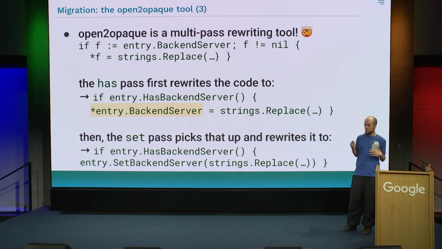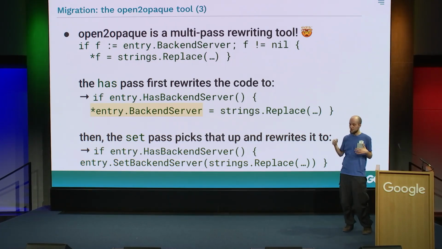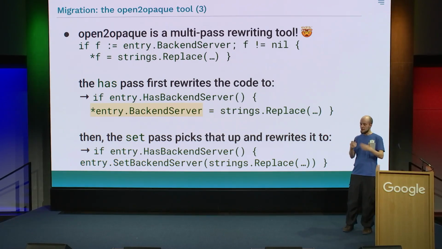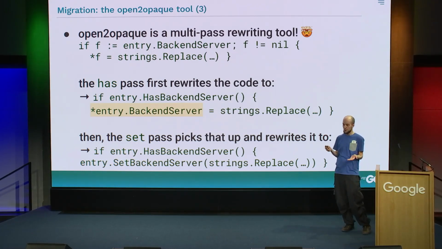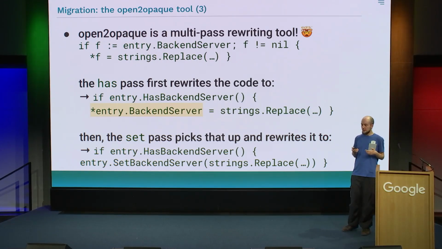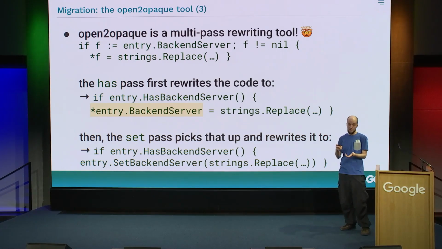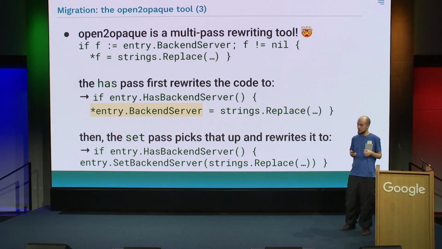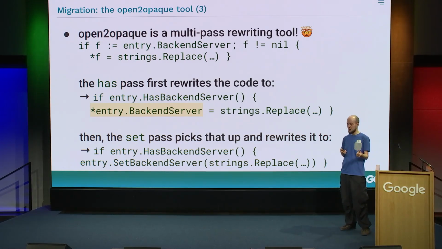If you have source code like the one at the top of the slide here, where you assign entry.backendServer into a temporary variable f, and then you check if f is not equal to nil, and if so, you modify the contents of that field, then the Open2Opaque tool will have multiple passes that are involved in ultimately generating the correct code. The first pass is the has pass, which recognizes the pattern of checking that a pointer is not nil and replaces it with entry.hasBackendServer.